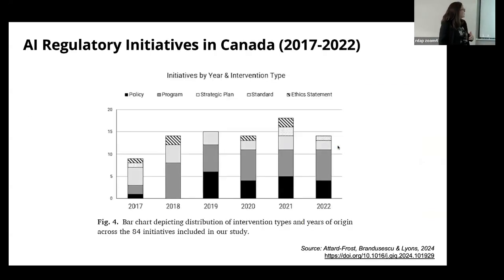So this is a snapshot of a chart from an article that was published this year, looking at a survey of AI regulatory initiatives in Canada up until 2022. The take-home message here is, if you look at that big light gray section of the bars, they reviewed over 80 initiatives, and the vast majority are characterized as programs rather than policies or ethics statements. So all of that to say, we have a lot of programs, a lot of initiatives going on, but again, very little in the way of hard law to date.